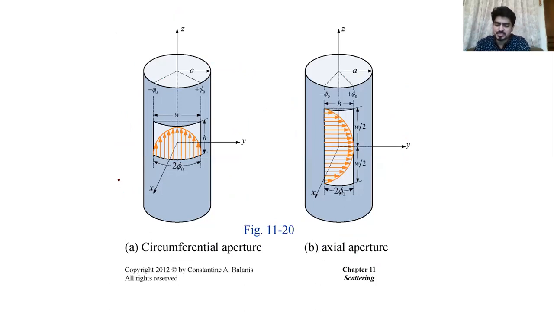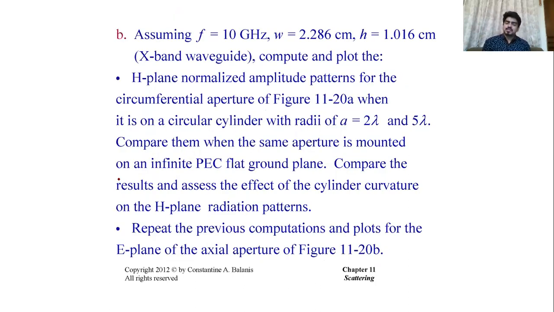Again, this is the geometry, and let's say that our operating frequency is 10 gigahertz, and we have an X band waveguide dimension, that is W equals 2.286 and H equals 1.016 centimeter, and that is the dimension of your aperture.